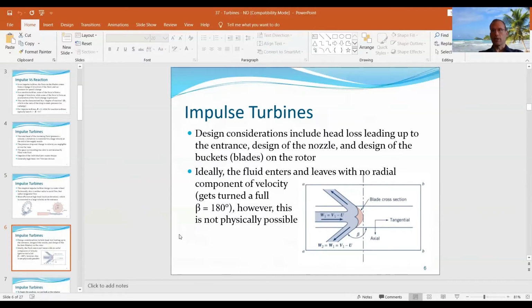So again, how do they basically trap as much energy? You usually see them kind of hollowed out. That's why they're called buckets. They trap as much water so that you get more energy out of the water that way.